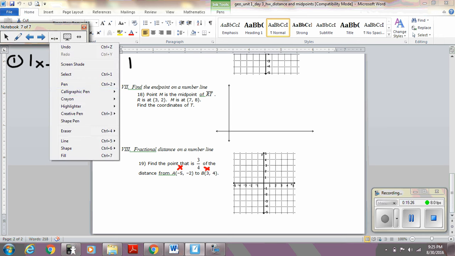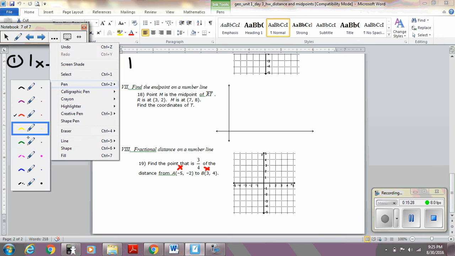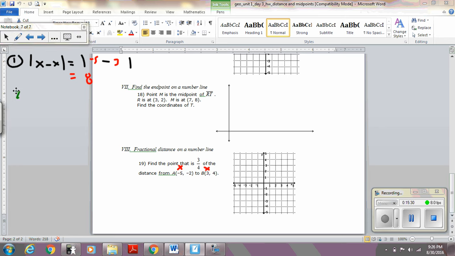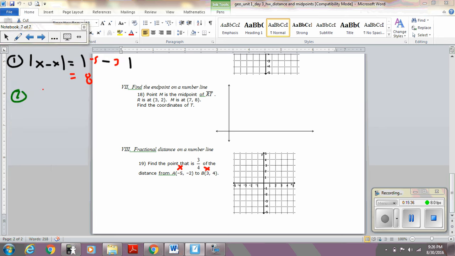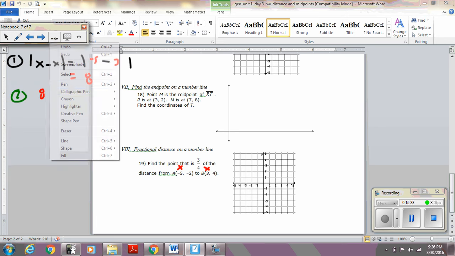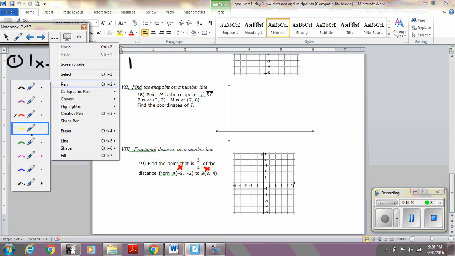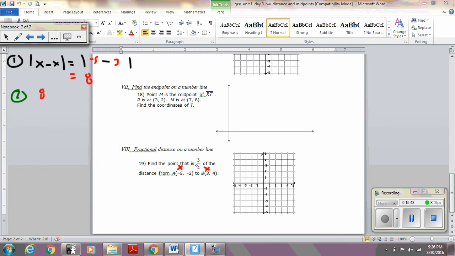The next step is to find the fractional distance. So we're going to take 8 times the given fraction, which is 3/4. And I know 4 goes into itself and 8 twice, so it would be 6.